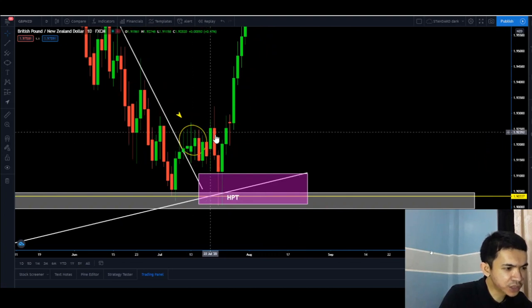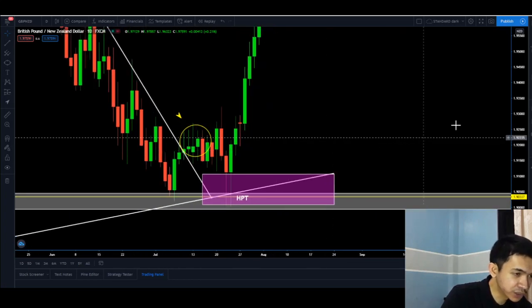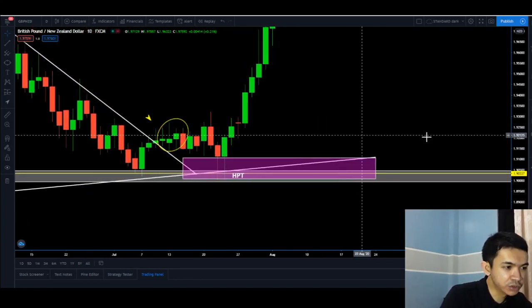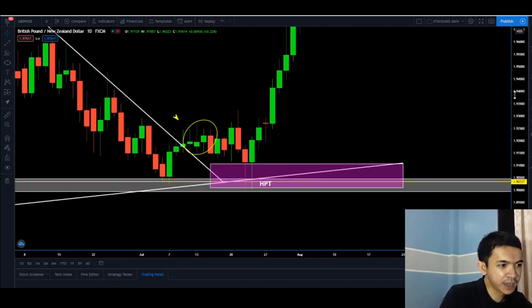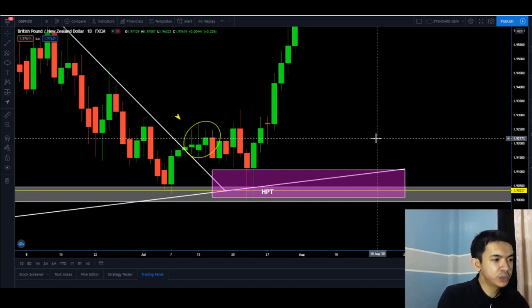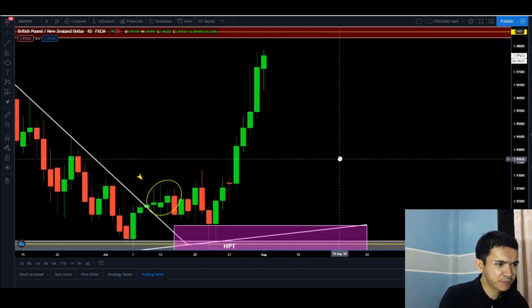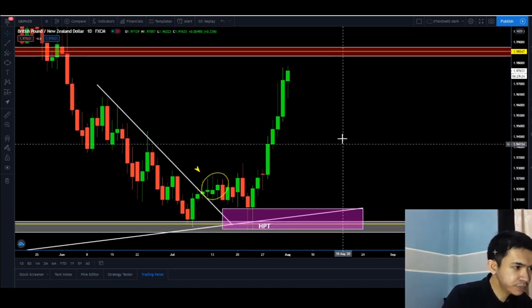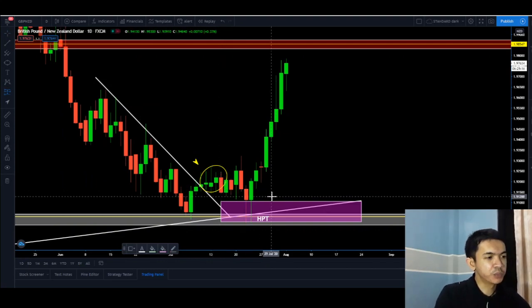So let's say the price returned to our high probability trade area or zone. Am I going to take the trade now? Definitely no. Why? Because you are on a higher time frame. Again, for an optimal entry, always go down to a much lower time frame to improve your risk reward ratio. Imagine if I'm going to enter here and target this key significant resistance. Let's just assume. I will show you the difference if I enter here as compared to a much lower time frame entry.